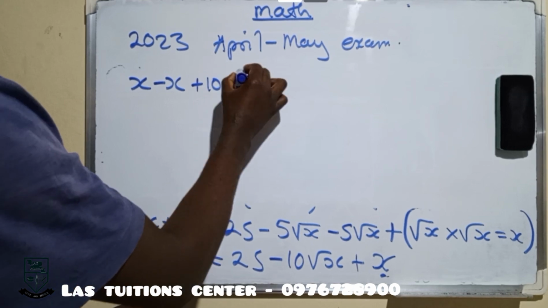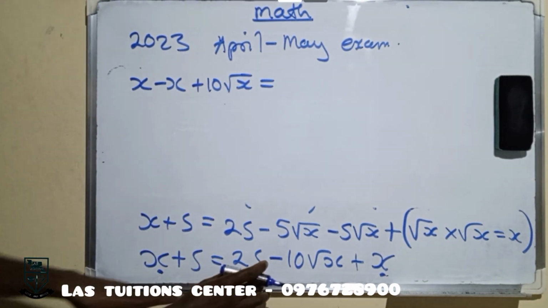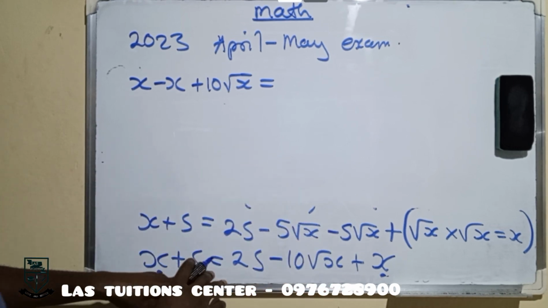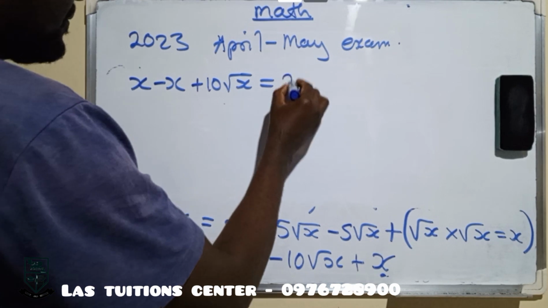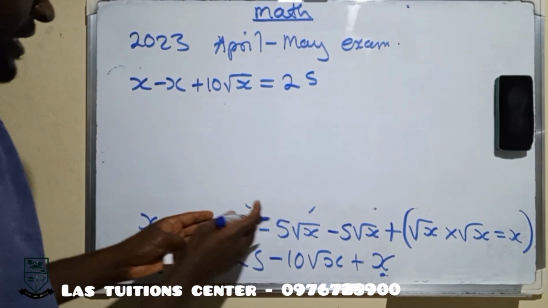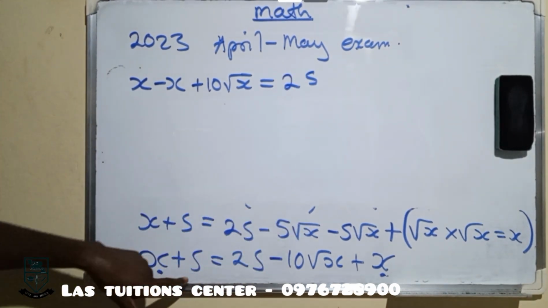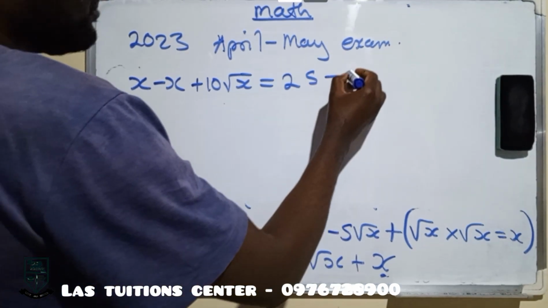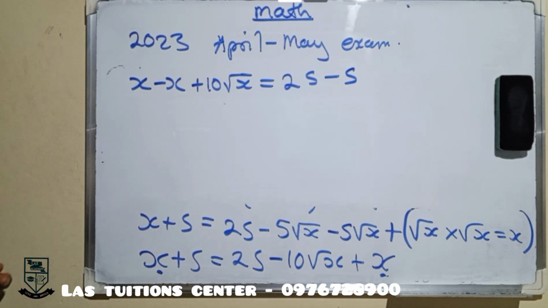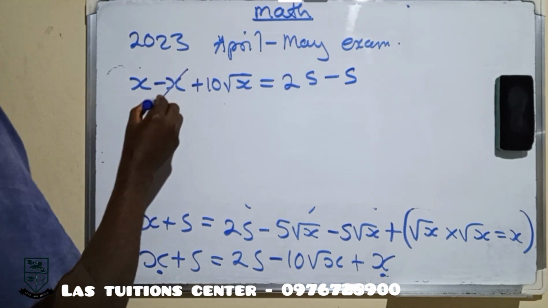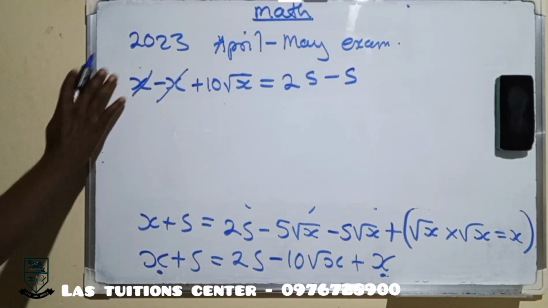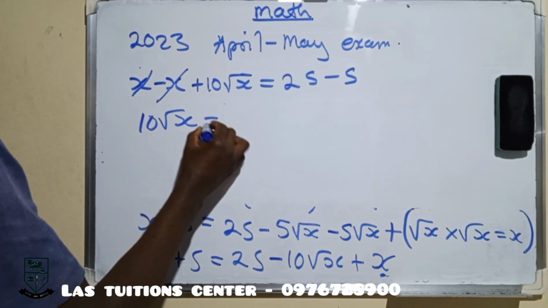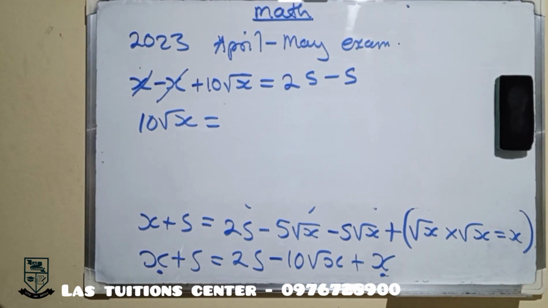So now we have pushed all the x's to the other side. On this side we have 25. There's no need to move it, we are just putting it where it is. Then we have this 5 that should cross to the other side, so it becomes minus 5 there. You see that this and this cancel out? So we remain with 10 root x is equal to 25 minus 5. That gives us 20.